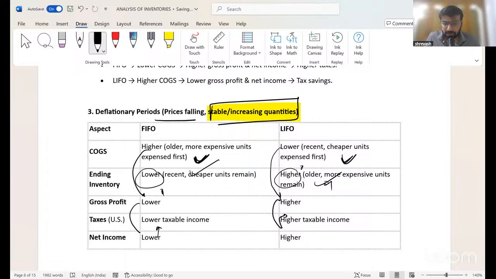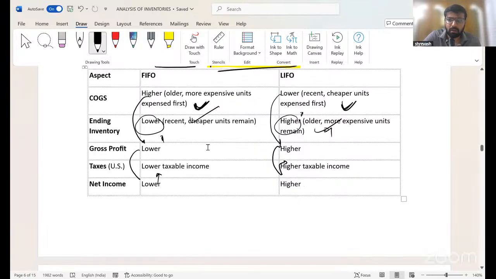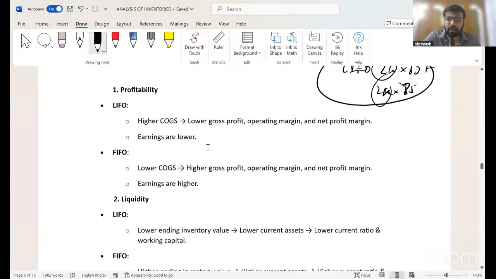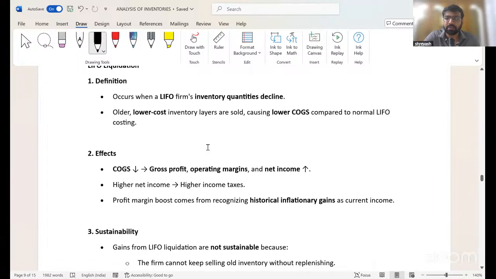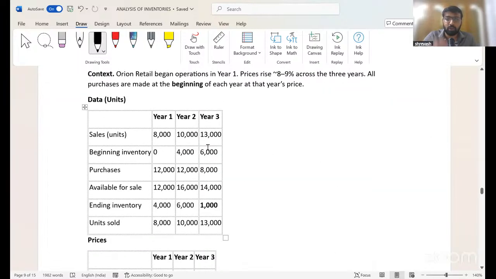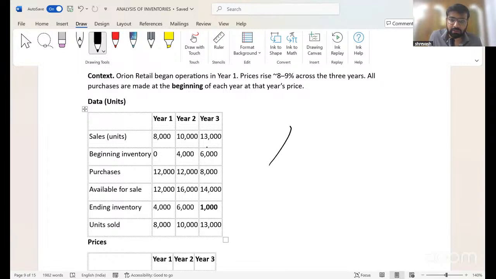Sir, what if this assumption is not in place? Basically, my quantities are declining. What quantities? Inventory quantities. Then what happens? Let us understand that concept right now. This concept that I'm going to explain to you guys is called LIFO liquidation.